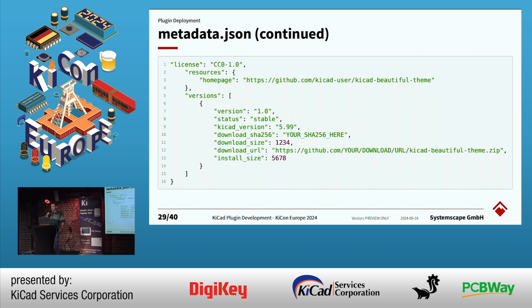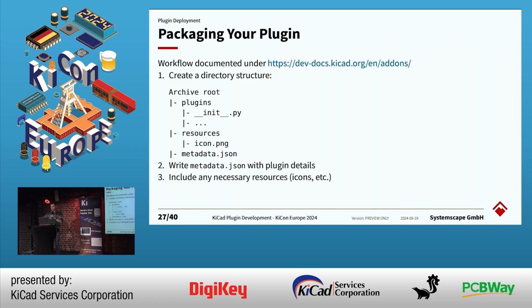Then down there you have this versions struct, and there you need to put in a SHA-256 of your zip, the download size, and the size after it's extracted. These download underscore fields should not be in your repository. In the end, they should just be contributed to the KiCad add-on repository. But it's explained in detail in the add-ons guide.